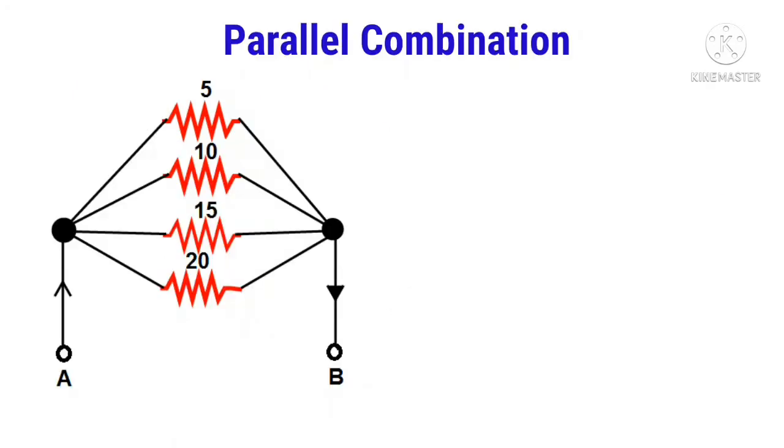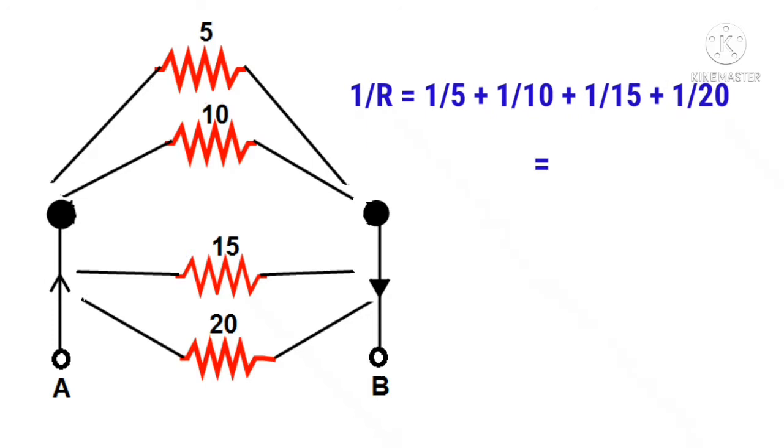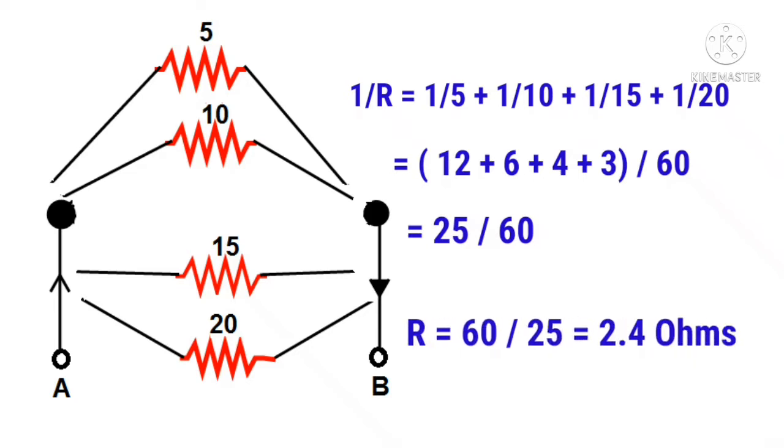So let us now take another example where 4 resistors of values 5 ohm, 10 ohms, 15 ohms and 20 ohms are connected in parallel combination. If we replace the 4 resistors by a single resistor of equivalent resistance, then reciprocal of equivalent resistance is 1 by 5 plus 1 by 10 plus 1 by 15 plus 1 by 20 equals to 25 by 60. Therefore, equivalent resistance of the combination is 60 by 25 ohms equals to 2.4 ohms.